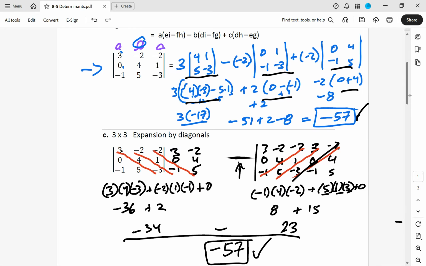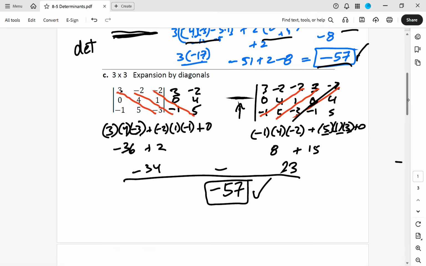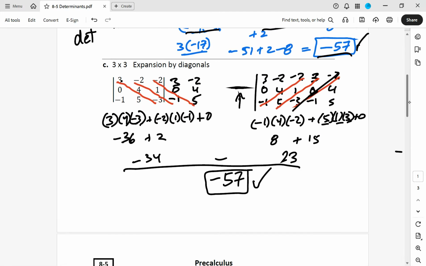You can also do this in the calculator, because if you enter this as a matrix in the calculator and then use that DET key or command, then it will give you this number exactly. It will go right to it for you. So there are times you might want to do that if you're allowed to.